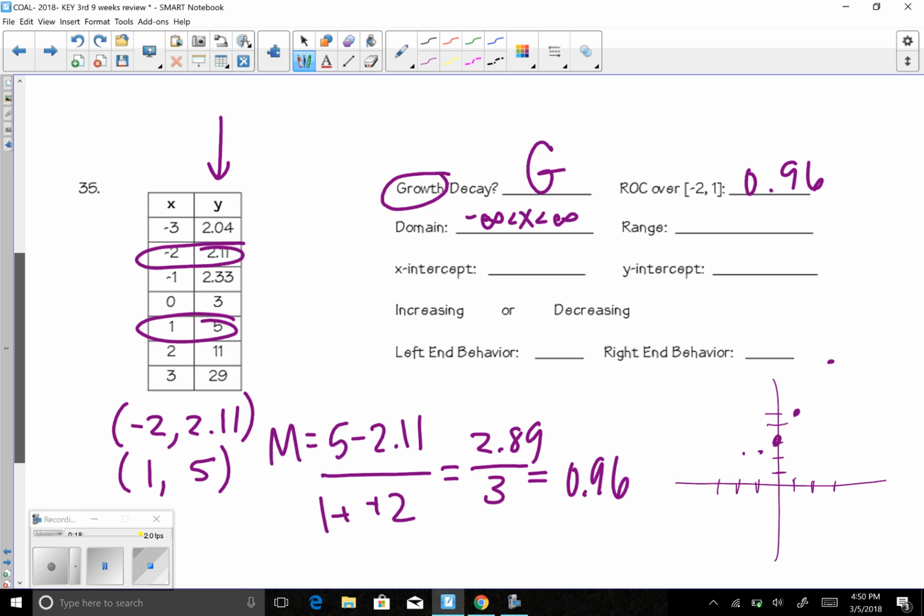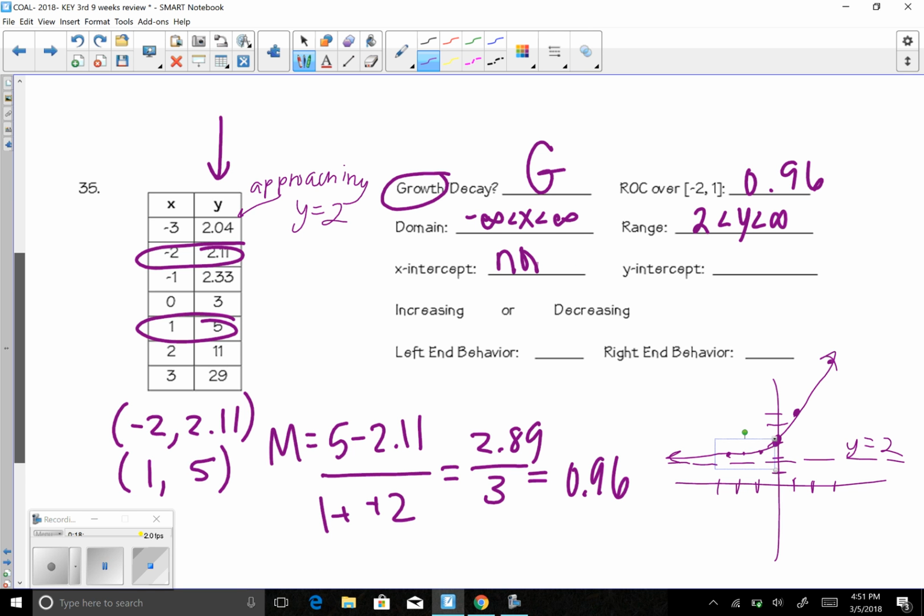And as I move to the left here, I'm starting to notice that it looks like these values are getting closer and closer to y equals 2. So as my x's move into the negatives, these are getting closer and closer to 2. So we're approaching y equals 2, okay? So that's going to kind of help me here with my range. Well, from the bottom to the top, I see now, hey, I'm starting at 2 and I'm going up to positive infinity. I also see that since my asymptote is at y equals 2, there's no x-intercept.